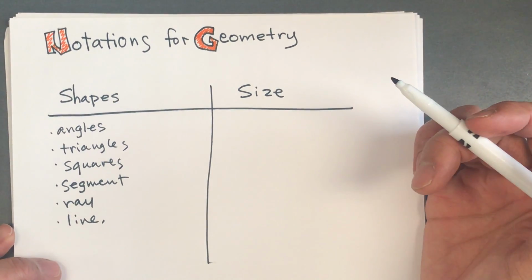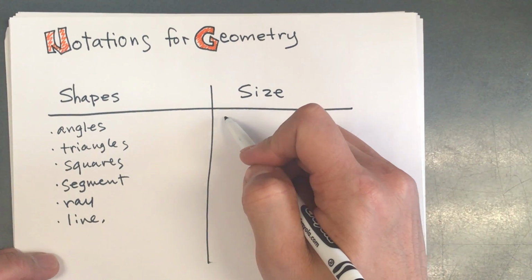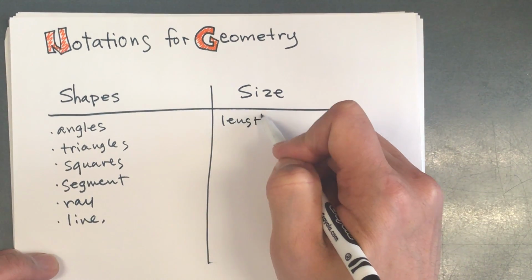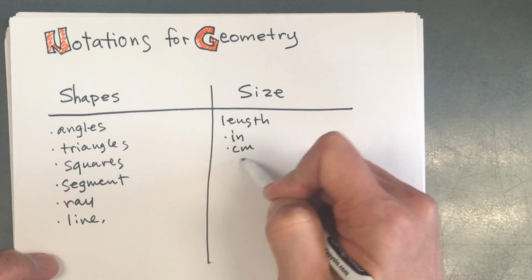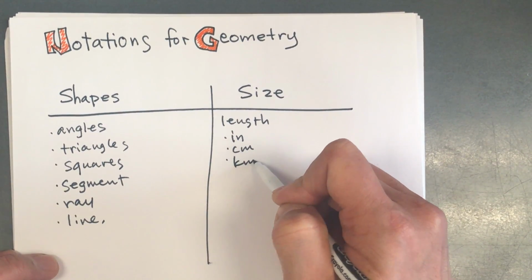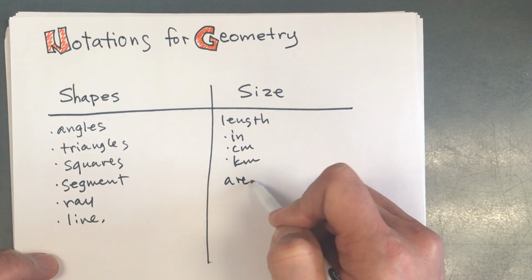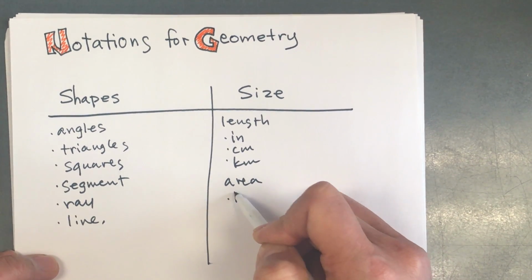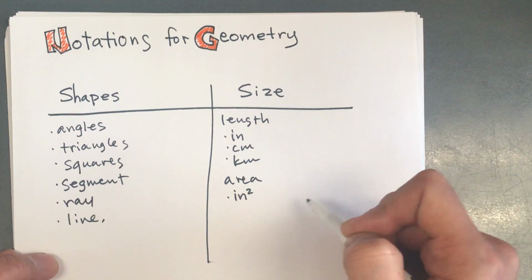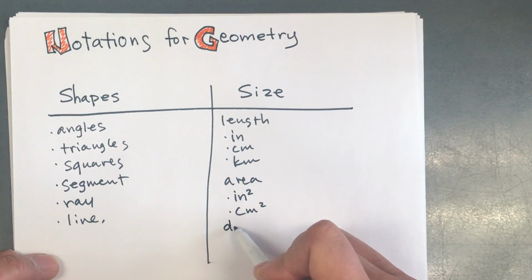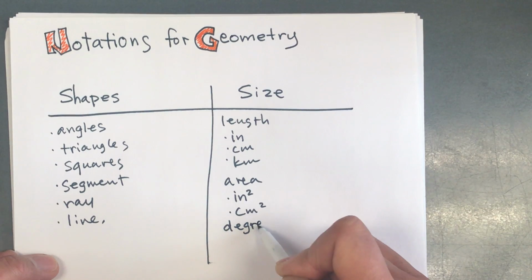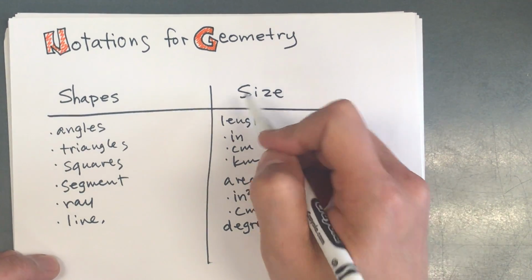When we talk about size, we are going to talk about length in inches, centimeters, kilometers, or area, which is just a square of it, right? Square inches, square centimeters. We can also talk about the degrees of angles. So those are the size.